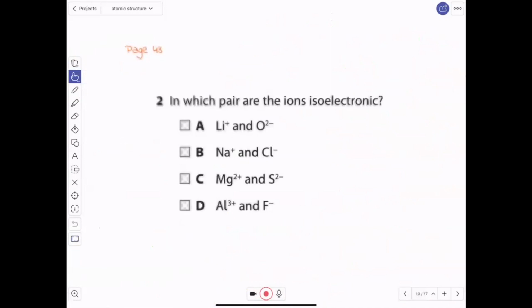All right. So another question. Use the periodic table to find which one of those two are isoelectronic. All right, so lithium. Any answer first? Or am I going too fast?